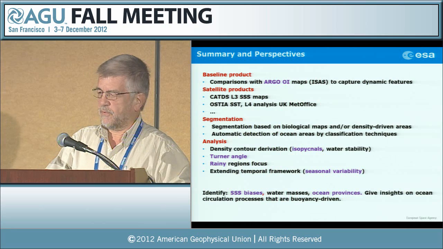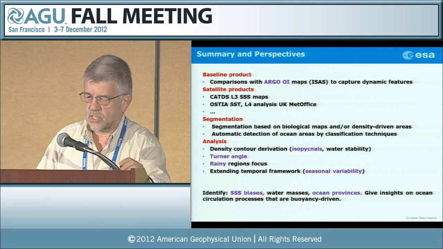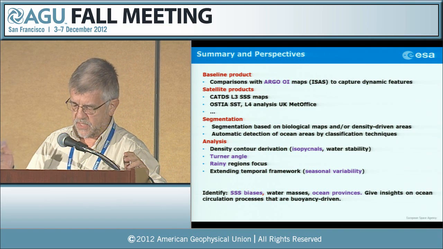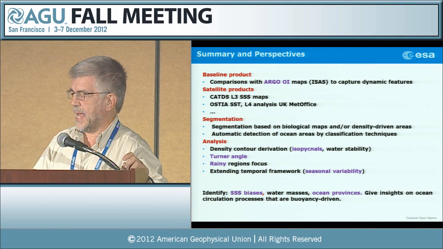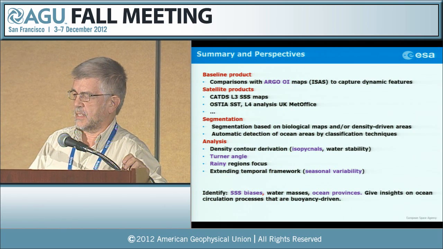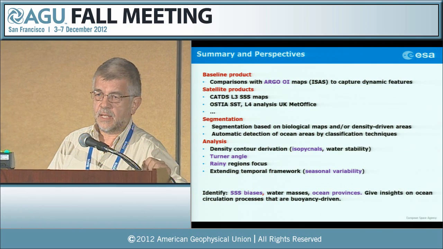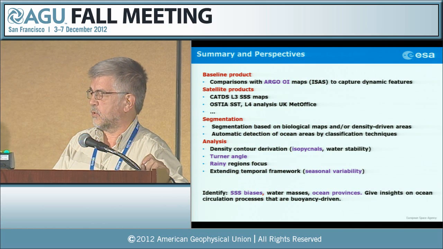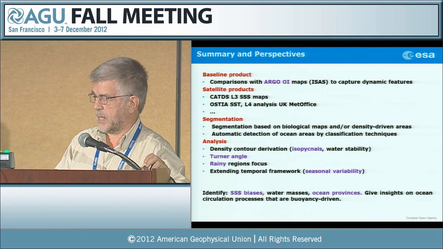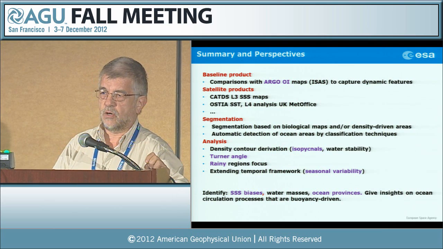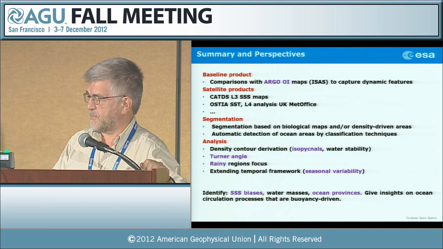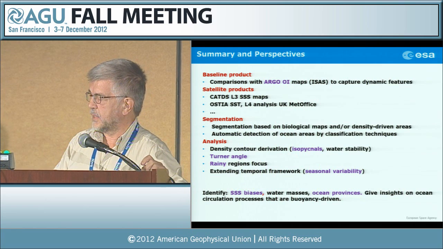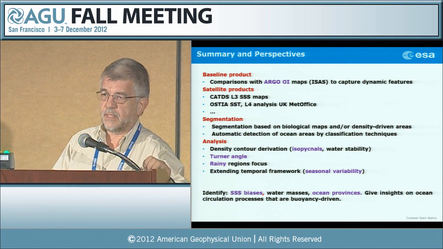So, just to finalize, I have to say that this is a first attempt to see if it's feasible to do this kind of analysis from satellite. And what I'm listing here is what we intend to do in the near future. So first, instead of comparing to climatology, we will compare to Argo optimally interpolated maps to capture the temporal variability in this case. So we will be better placed to identify if satellite is providing additional information with respect to the Argo data.